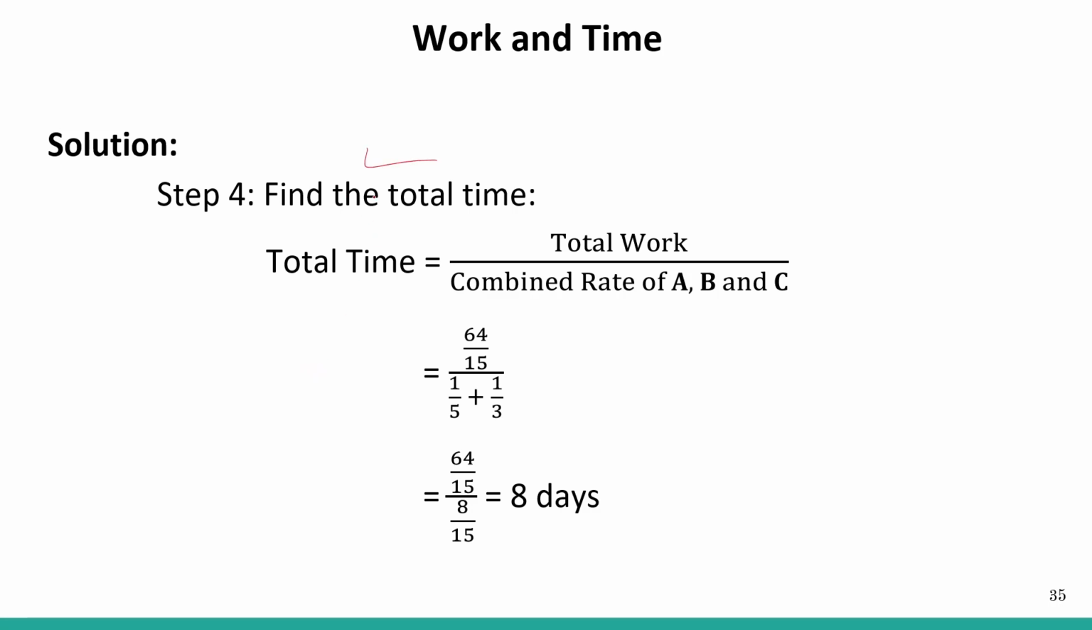So let's see step number 4, finding the total time. So total time is equal to what? Total work done by combined rate of A, B and C. So 64 by 15 by 1 by 5 plus 1 by 3 is equal to 8. So 8 is the correct answer.